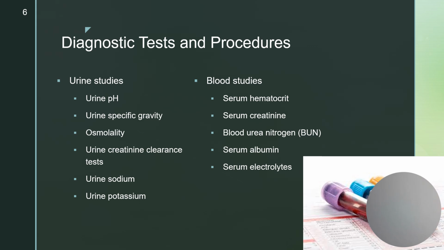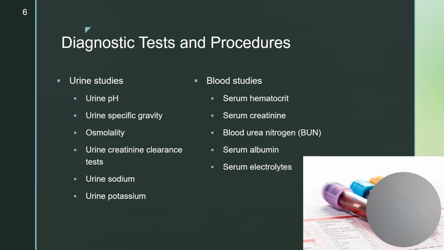Now let's look at the blood. Serum hematocrit is going to be the percentage of blood volume composed of red blood cells. The levels are elevated with fluid volume deficit because of that blood concentration. Levels will be decreased with fluid volume excess because of dilution.